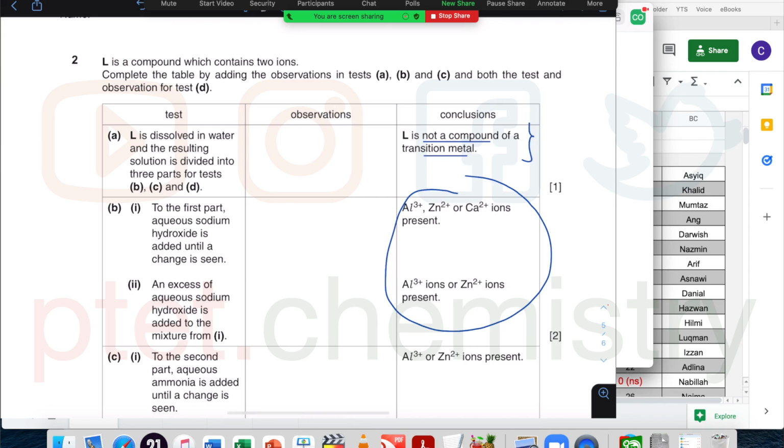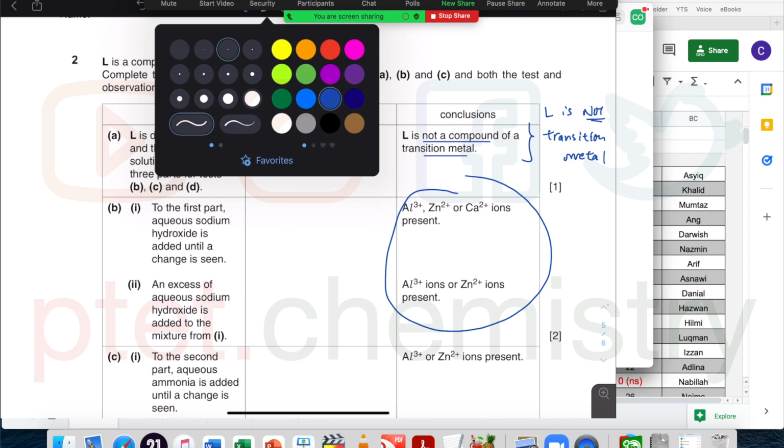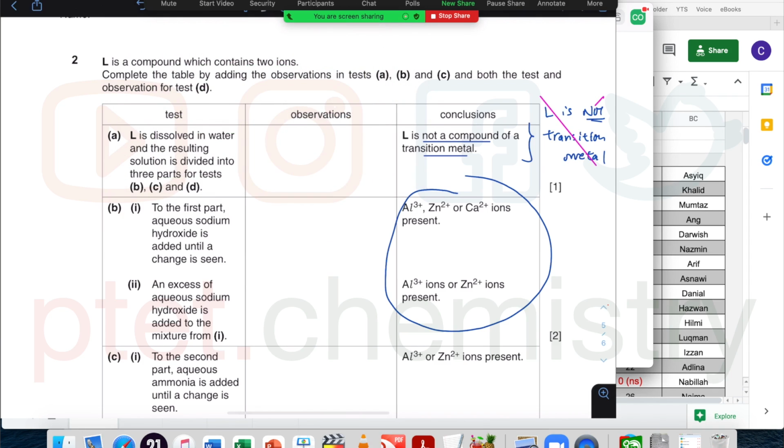Some people, I'll show you a mistake. Yeah, this is a mistake. They say L is not transition metal. That is wrong. Okay, that is wrong. I'll tell you why that is wrong. Because the metal itself is the metal. The metal is not the ion. The metal is an element. This is a compound of transition metal, meaning to say when you dissolve in water, does it contain transition metal ion or not? So this one is just forming a colorless solution. Okay, I think some people got confused: when it does not contain transition metal ions, you get a colorless solution.